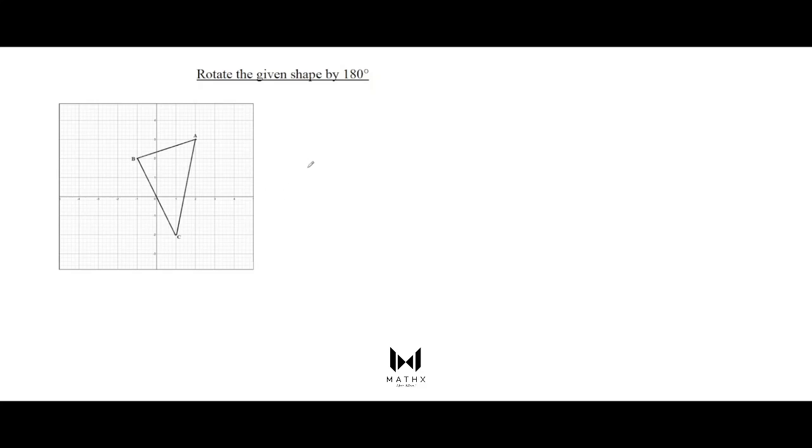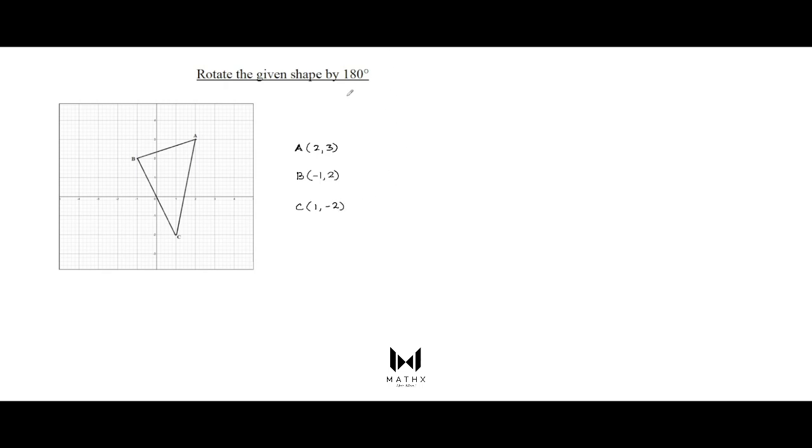Hello. Today we are going to learn how to rotate a given shape by 180 degrees. For that, we first need to write down the coordinates of the different points. So over here we can see A is (2, 3). Point B is (-1, 2). And point C is (1, -2).